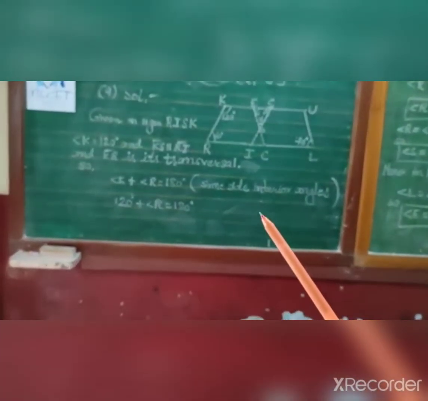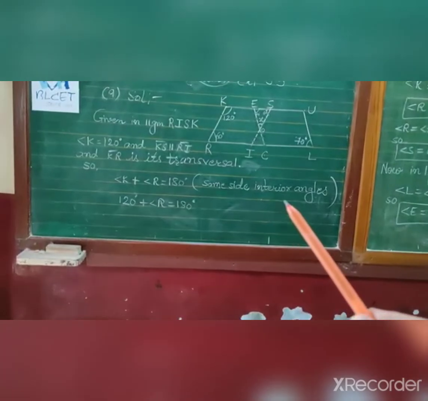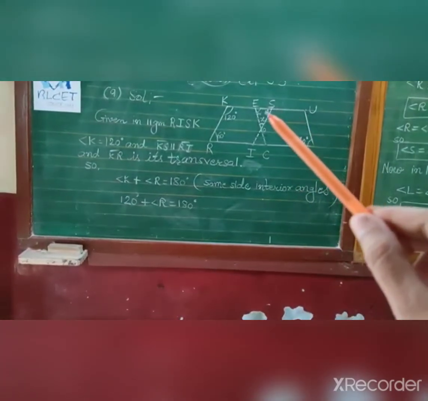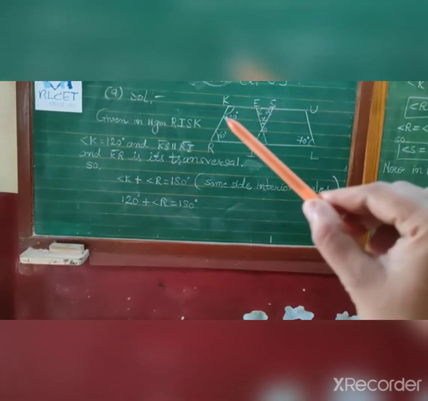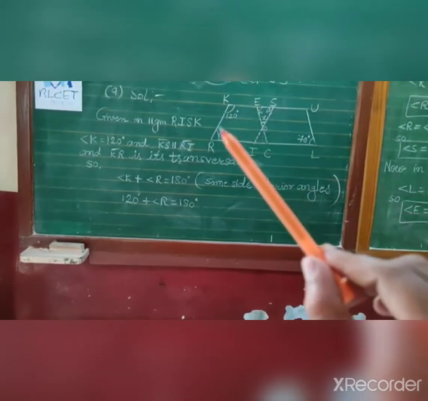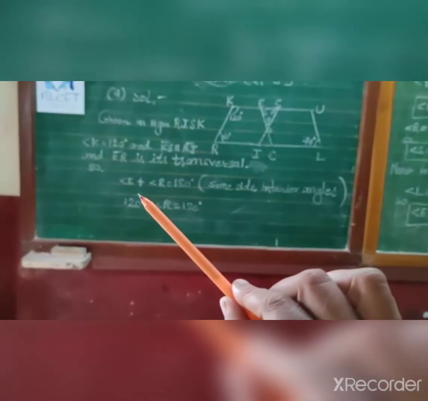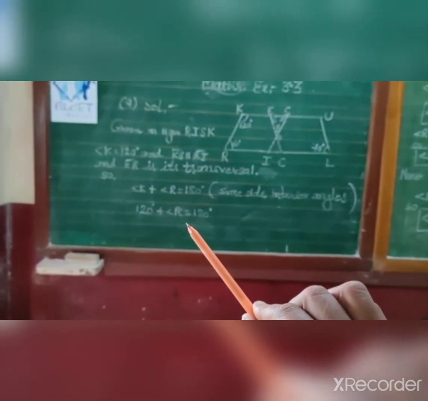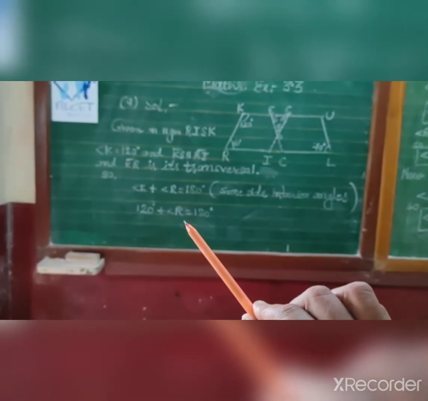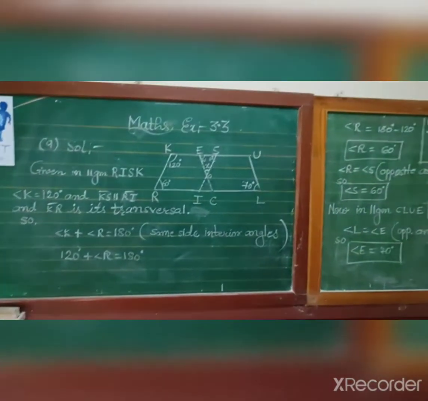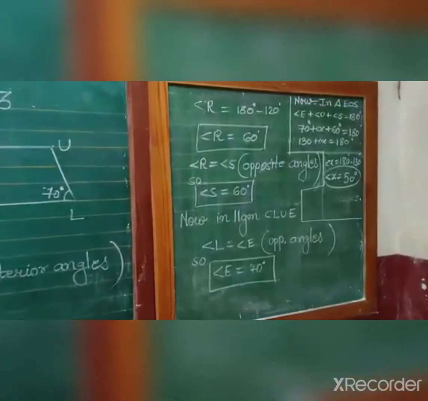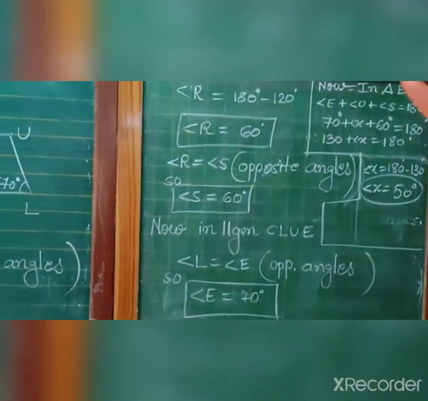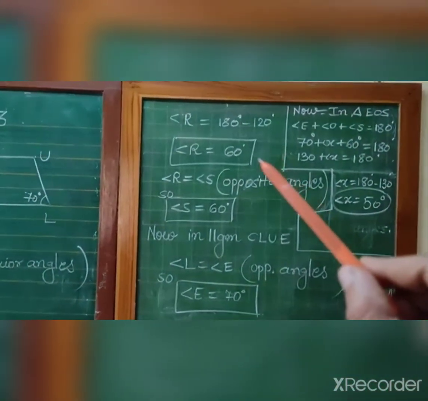because same side interior angles. So angle K you know is 120 degree and angle R you have to calculate. So 120 degree plus angle R equal to 180 degree. So angle R will be 60 degree. Okay.